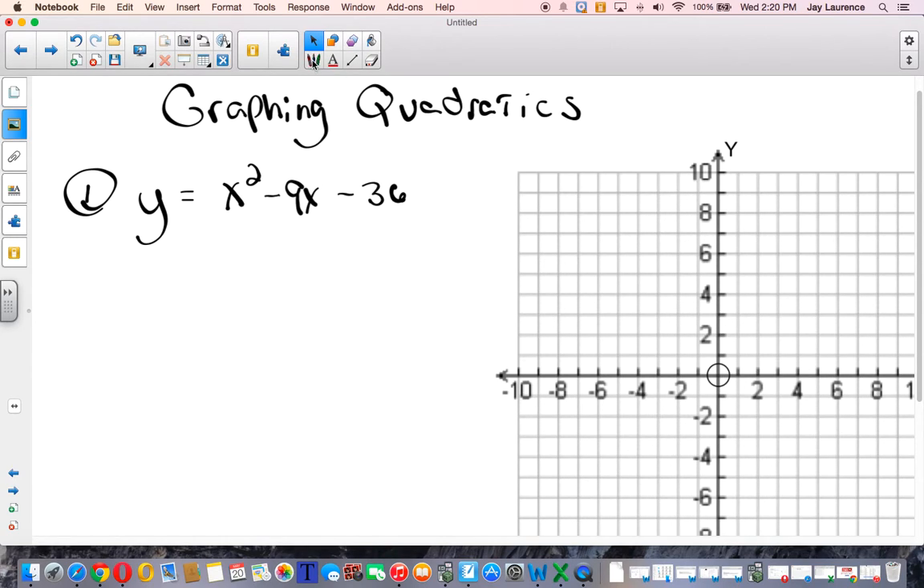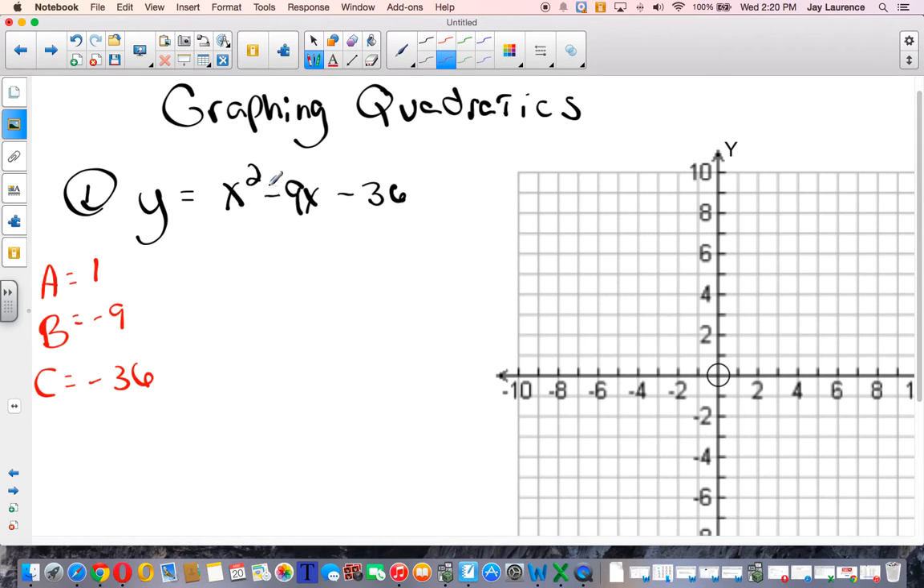So first of all, this is going to be a parabola. It's a quadratic equation because the highest power is 2, right? Okay, so the first thing I'm going to do is find A, B, and C. A is going to be 1, B is -9, and C is -36. I know that when I'm done the parabola will open upward. I know that because A is greater than 0.